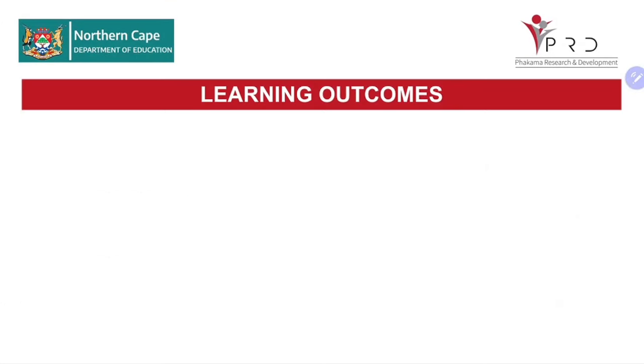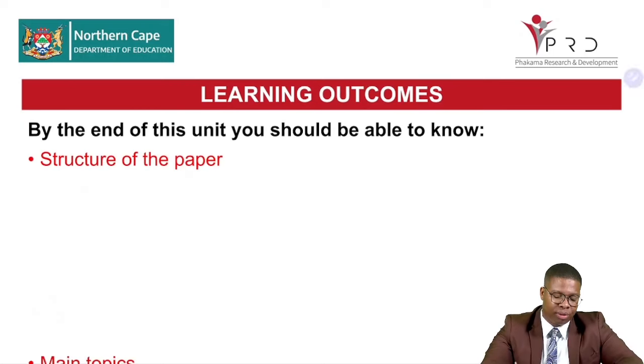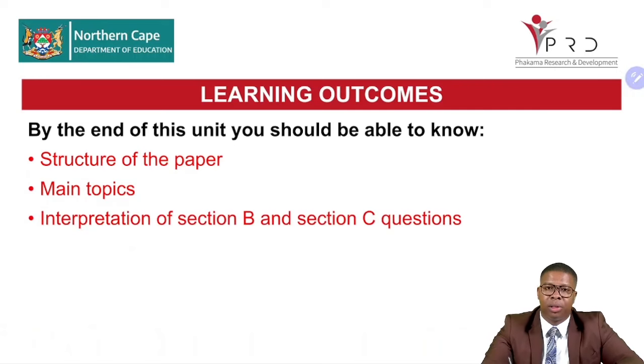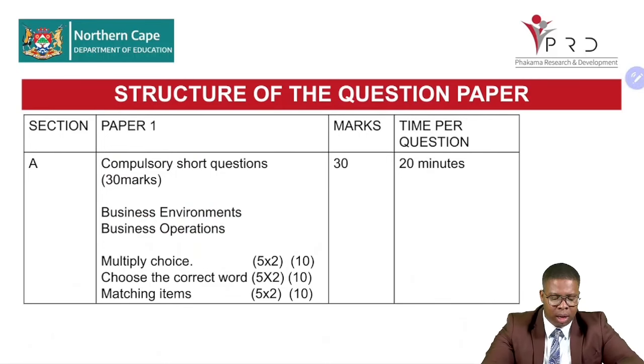As we proceed, learning outcomes. By the end of this unit, you should be able to know the following: the structure of the paper. You should also know the main topics that are assessed in paper 1, although we are focusing on business operations. You should also be in a position to do interpretation of section B and section C questions. Then, let's start with the first part of our lesson.